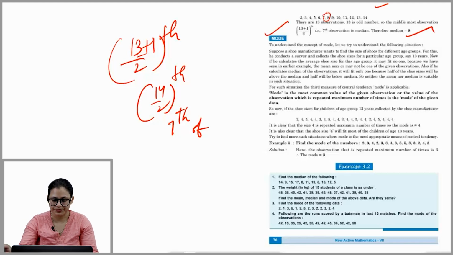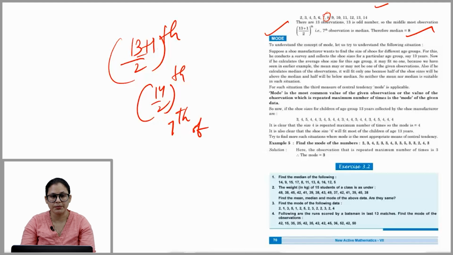Okay, now mode. To understand the concept of mode, let us try to understand the following situation. Suppose a shoe manufacturer wants to find the size of shoes for different age groups. For this, he conducts a survey and collects the shoe sizes for a particular age group, say 13 years. Now, if he calculates the average shoe size for this age group, it may fit no one, because we have seen in an earlier example that the mean may or may not be one of the given observations. Also, if he calculates the median of the observations, it will fit only one, because half of the shoe sizes will be above the median and half will be below the median.